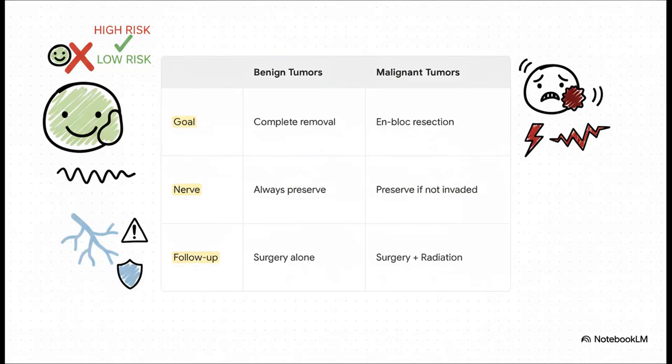And when it comes to treatment, the philosophy is night and day depending on whether it's benign or malignant. For a benign tumor, the goal is simple: get it all out. A complete, clean removal of the tumor while being incredibly careful to protect the facial nerve. But for a malignant tumor, the approach is much more aggressive. It's an en bloc removal, meaning they take out the gland, any involved structures, and the nearby lymph nodes all in one piece. And the nerve, it's only saved if it's absolutely not touched by the tumor. Plus, surgery is often followed up with radiation just to be safe.